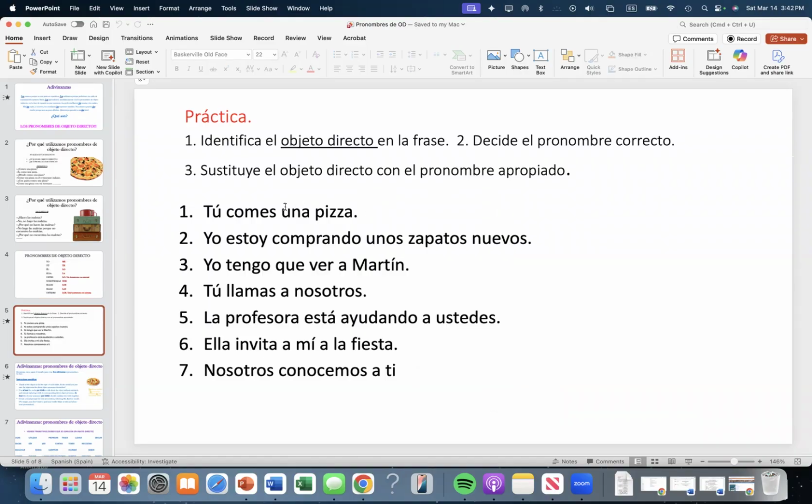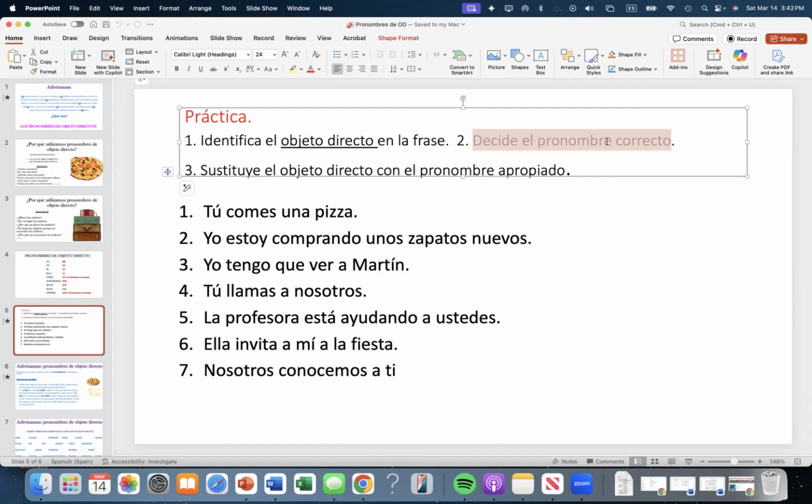Let's take a look at these examples here, and we're going to do three things. Identifica el objeto directo en la frase. We are going to look at these examples, and we're going to recognize the direct object. Then number two, número dos, decide el pronombre correcto. Let's decide on the correct pronoun. And number three, let's replace the direct object with the appropriate pronoun. So let's remember how to do this, okay?